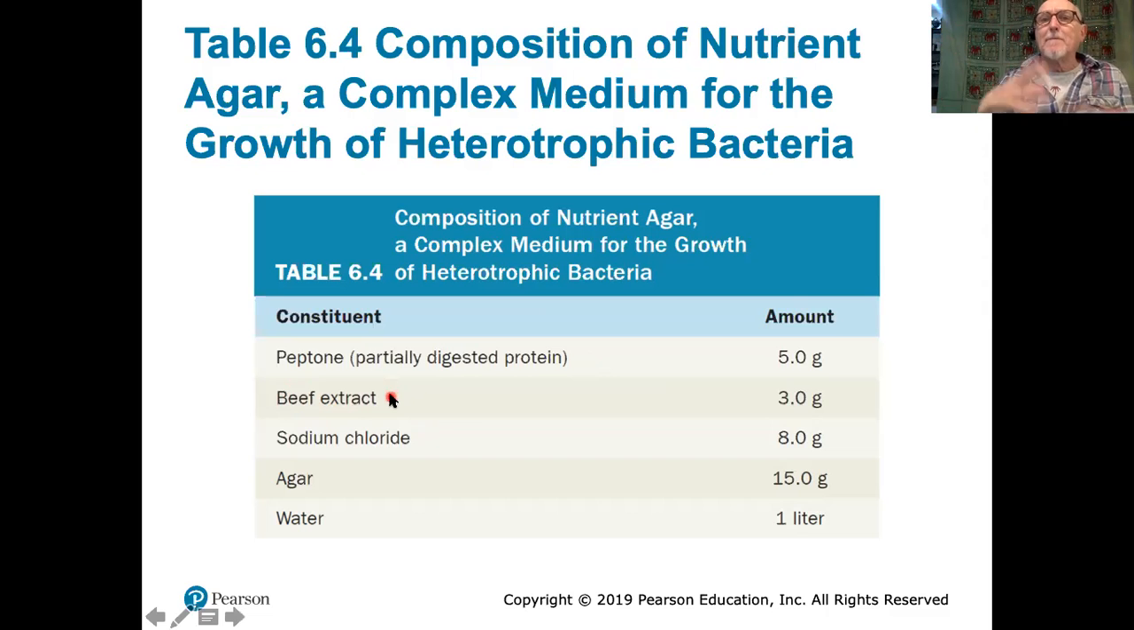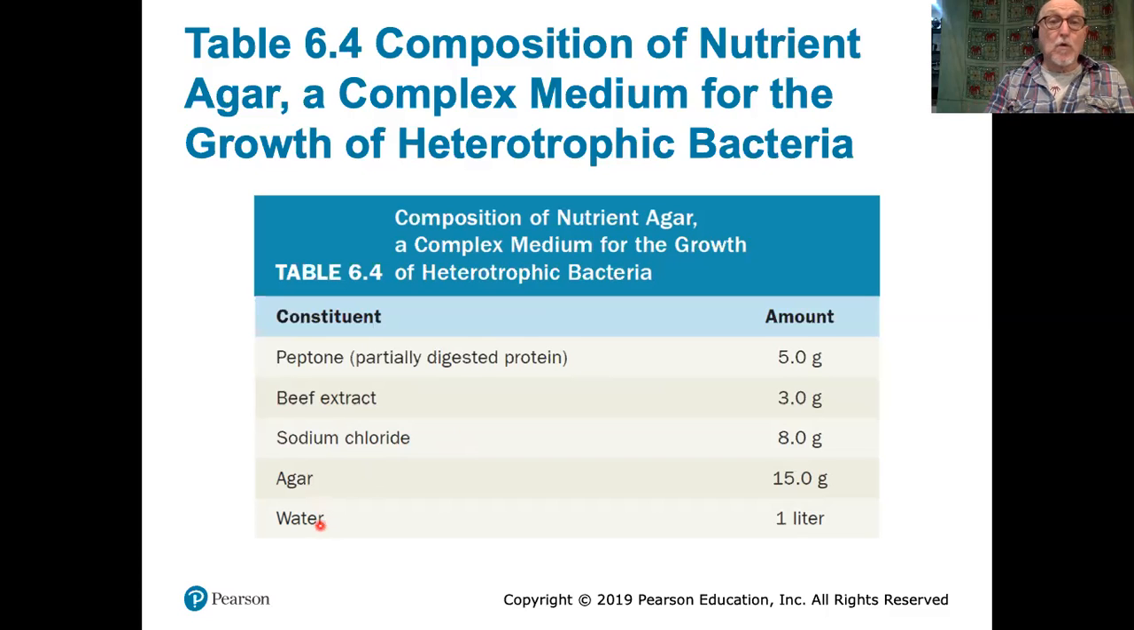Beef extract. Beef extract is basically boiled down soup of beef. It contains growth factors and various other things, which are basically just useful to the bacteria. Then the sodium chloride is basically to establish the tonicity of the medium. It's to keep the medium isotonic. And quite honestly, it's not always included.